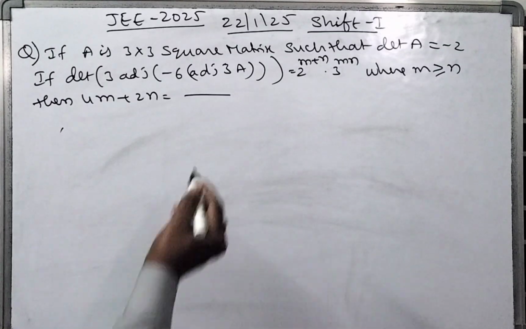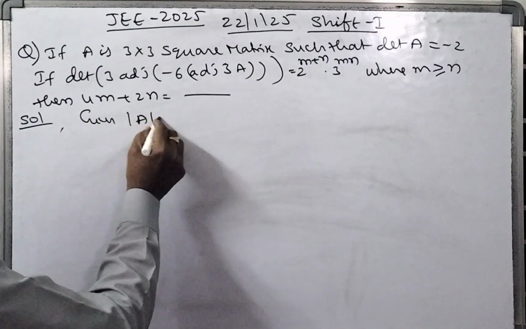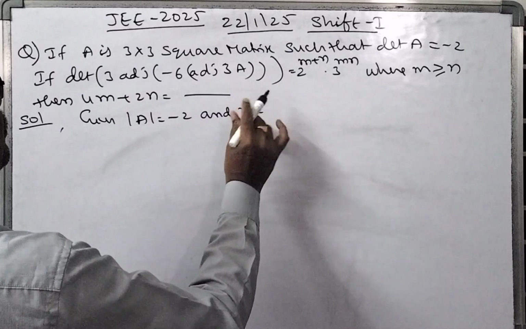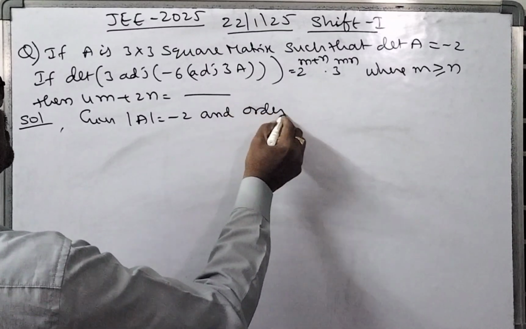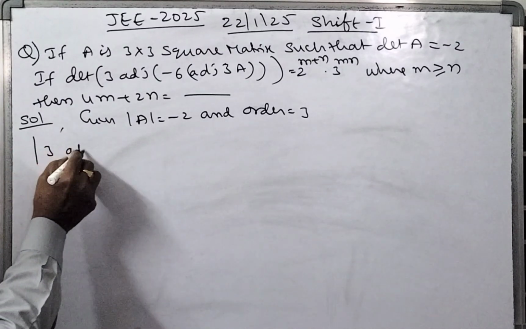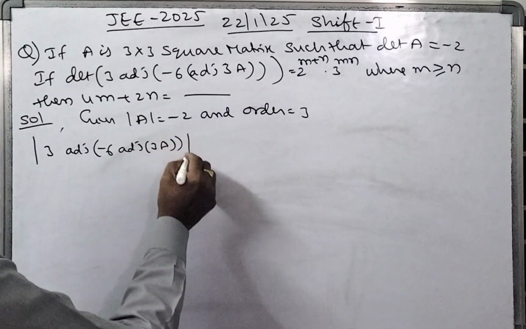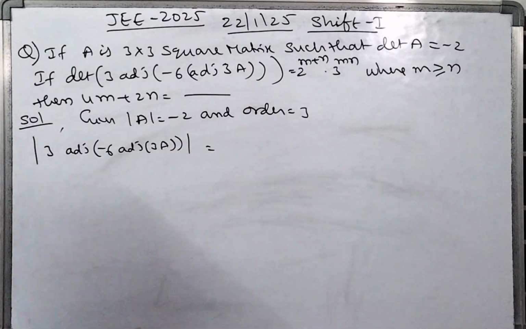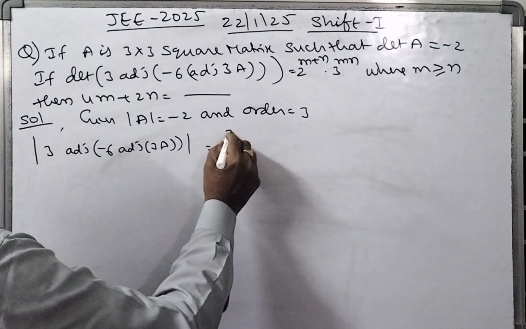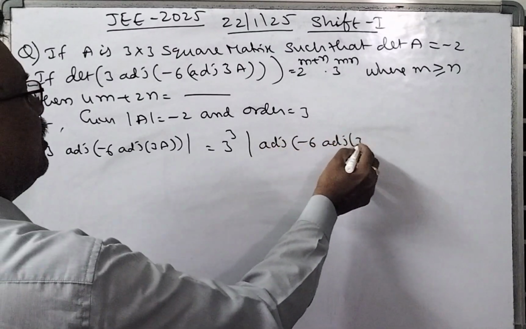Let us see. Already we are given that det A is equal to minus 2, and n, the order of the matrix, is 3. Now the determinant of 3 adjoint of minus 6 adjoint of 3A. We know the determinant of kA is k power n into det A, so that is 3 cube into the determinant of adjoint of minus 6 adjoint of 3A.